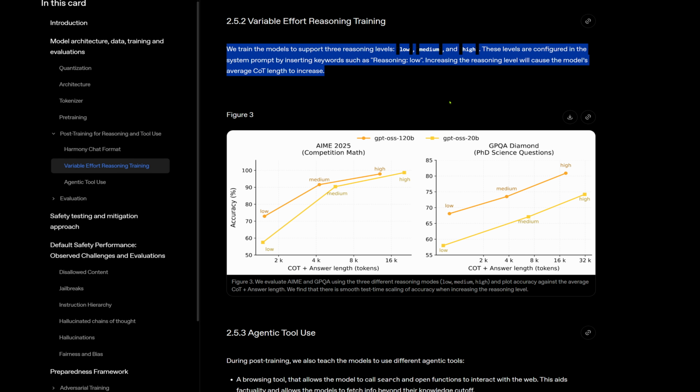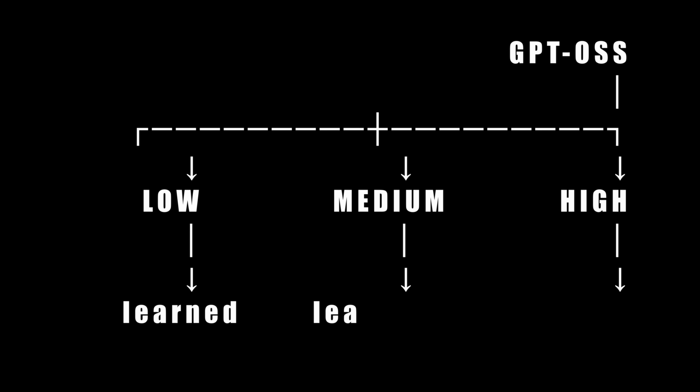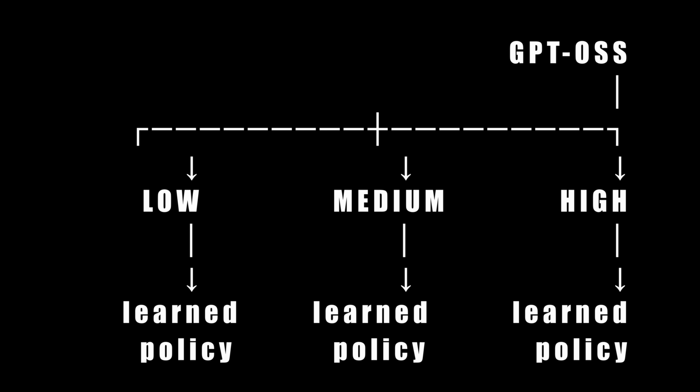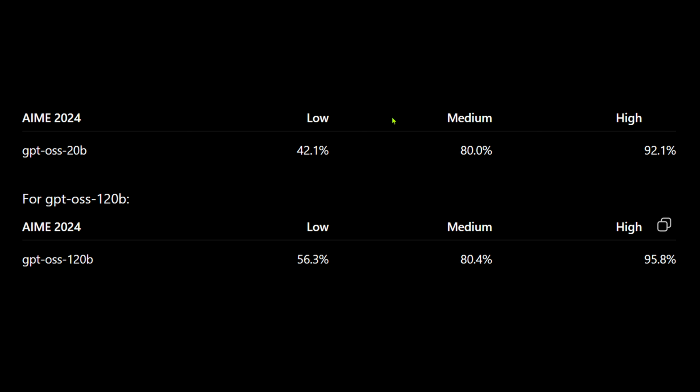It means they literally trained the model during that RLVR phase to support three distinct, separate reasoning gears: low, medium, and high. So essentially, it's baked into their model weights. In the AIME 2024 benchmark, which is a brutally difficult math test, the GPT-OSS 20B model scores 42.1% on the low reasoning setting. But when you switch it to medium, it jumps to 80.0%, and on high, it hits an incredible 92.1%. I mean, it's literally acting like three different models.